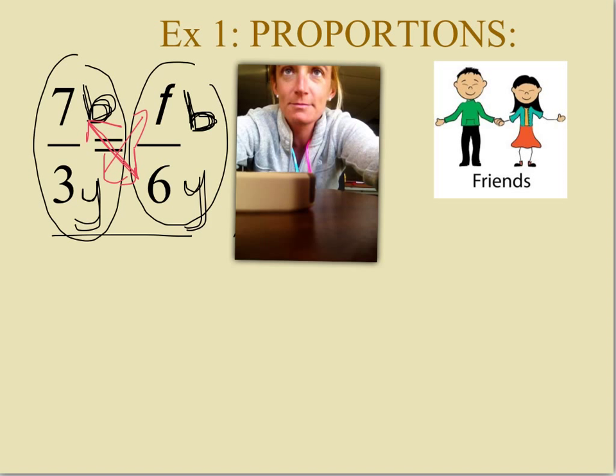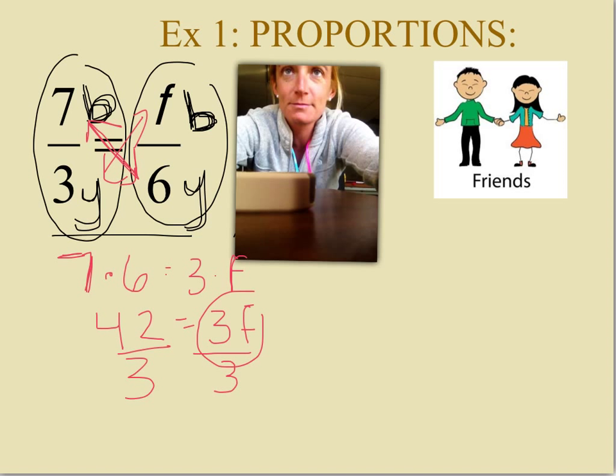So what really happens is I'll have 7 times 6, and you can do either 7 times 6 first or 3 times f. 7 times 6 equals 3f. Now, sometimes we can skip that step, so we'll get 7 times 6, which is 42, equals 3f. Now that's a one-step equation, and I need to get rid of what number on this side? If you said the number 3, you are a superstar. Divide by 3, divide by 3. And 3 goes into 42 14 times. So that means f equals 14.